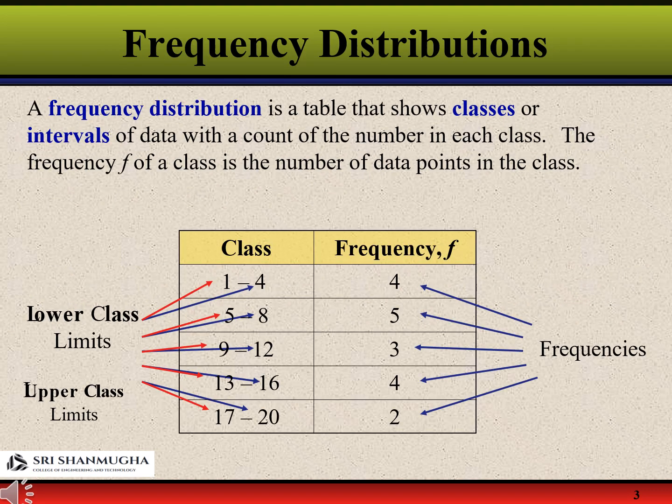Look at the table. We have two columns. First column is class and the second column is the frequency. This contains 5 different classes or intervals. If you take the first column, the value is 1-4. The 1 is a lower class limit and 4 is the upper class limit. In the corresponding row, if you move to the next column, the frequency column, the value is 4. This 4 represents that 4 values fall between the range 1 to 4.